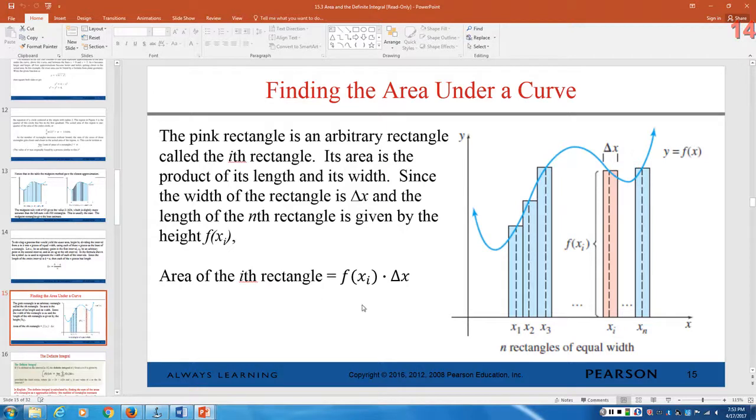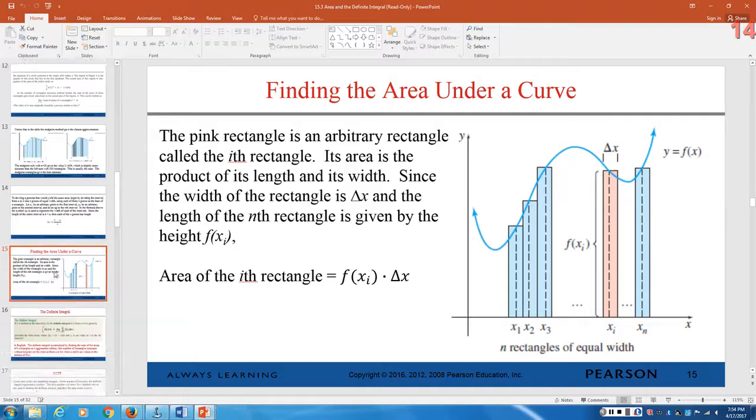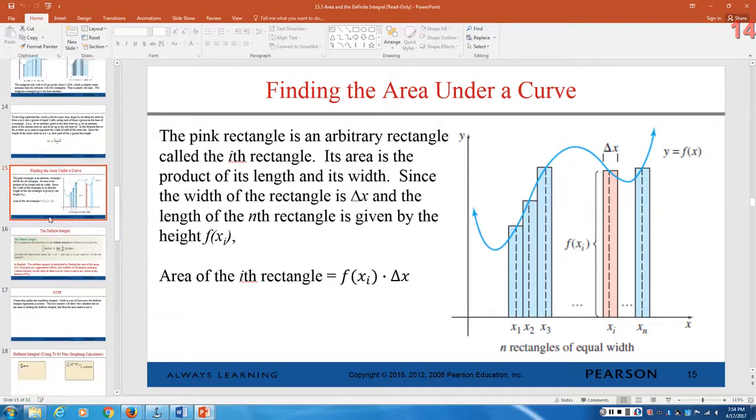The ith rectangle's actual area is the function value f of x sub i times the change in x. In other words, the width of that rectangle. And the width of that rectangle is dependent on n approaching infinity. In other words, more and more and more rectangles. And that's where I said chapter 11 comes in.